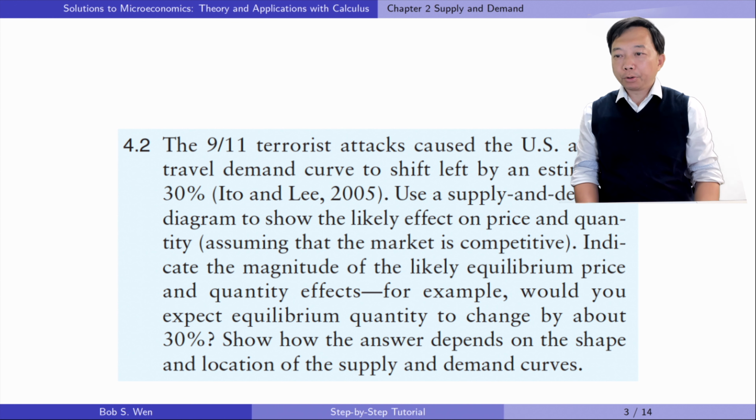Let's do exercise 4.2. The 9/11 terrorist attacks caused the U.S. airline travel demand curve to shift left by an estimated 30%. Use a supply and demand diagram to show the likely effect on price and quantity. Indicate the magnitude of the likely equilibrium price and quantity effects. For example, would you expect the equilibrium quantity to change by about 30%? Show how the answer depends on the shape and location of the supply and demand curves.